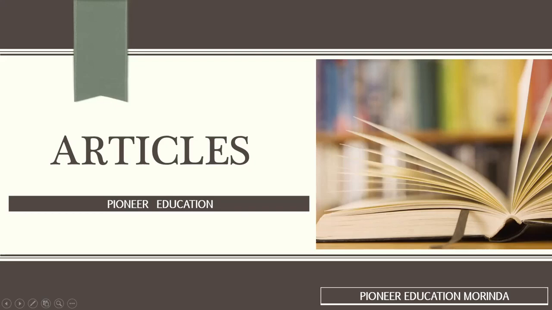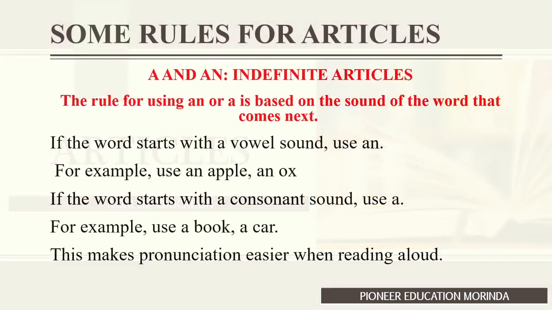So let's understand how to use articles in English. Here are some of the rules for articles like a and an. Those are called indefinite articles. The rule for using a or an is based on the sound of the word that comes next. If the word starts with a vowel sound, use an. For example, use an apple, an ox.